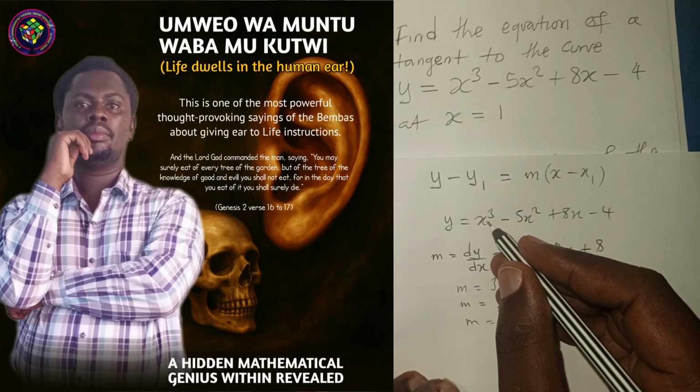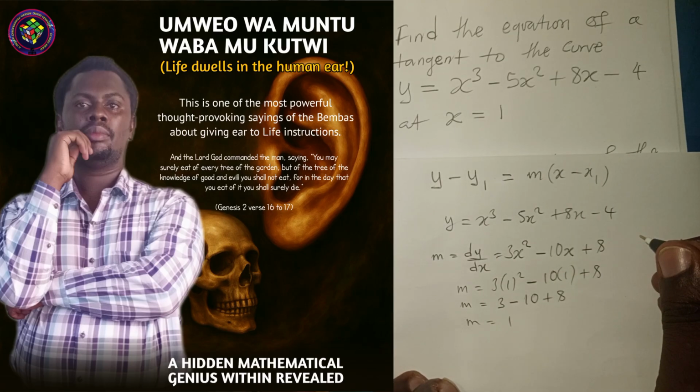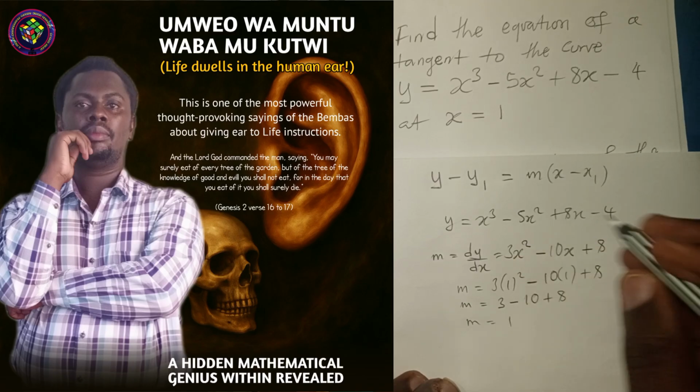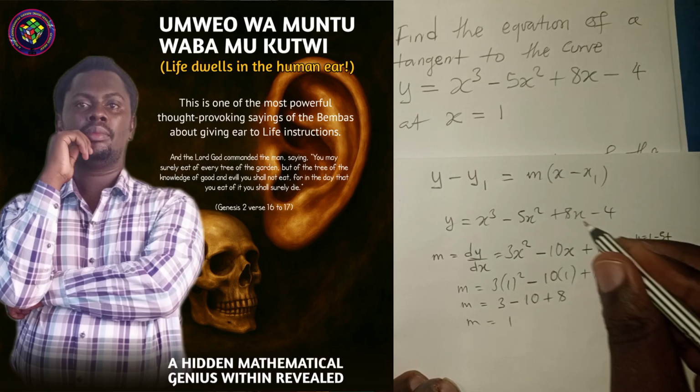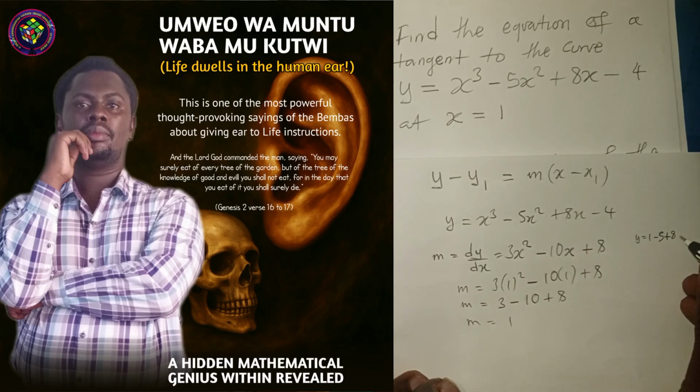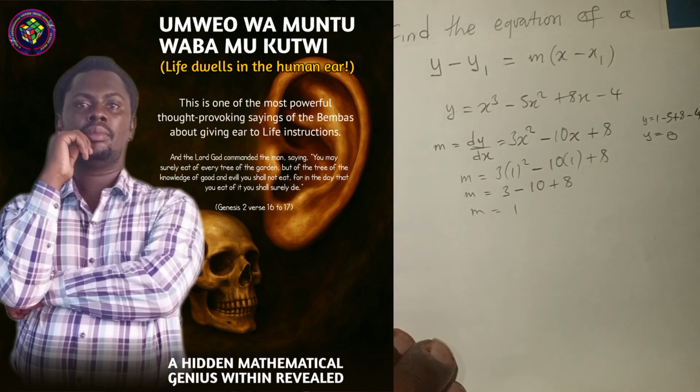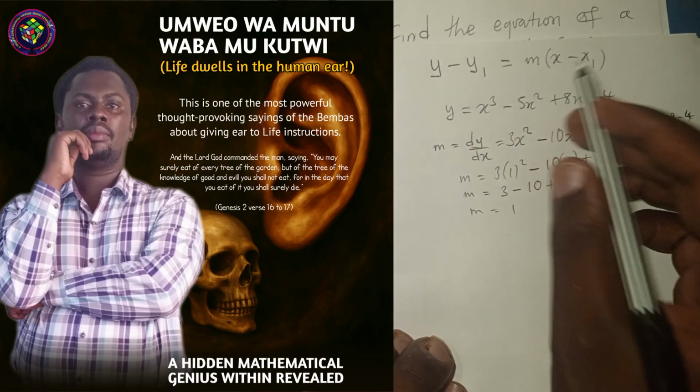So we are going to have 1 cubed, that is 1, minus 1 squared is 1 multiplied by 5, that is 5. Then 8 multiplied by 1 is just 8, and minus 4. So we get y is equal to 1 minus 5, that is minus 4. Minus 4 plus 8, you get 4, and 4 minus 4, that is 0, meaning y is 0 and x is 1. So you substitute into the equation there.